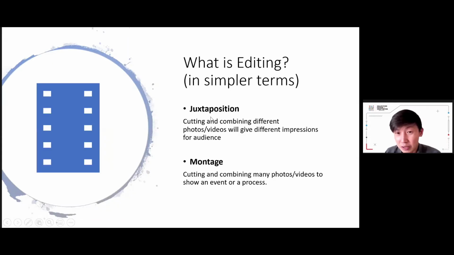two examples of montage. So what is editing? A simpler term would be juxtaposition: cutting and combining different photos and videos, which will give a different impression to the audience, right? Mainly for storytelling, you want to tell a story. Like now we watch a lot of TikTok, right? The character is talking, then suddenly he's like, oh, I have an idea. Then it cuts to him doing the stuff.